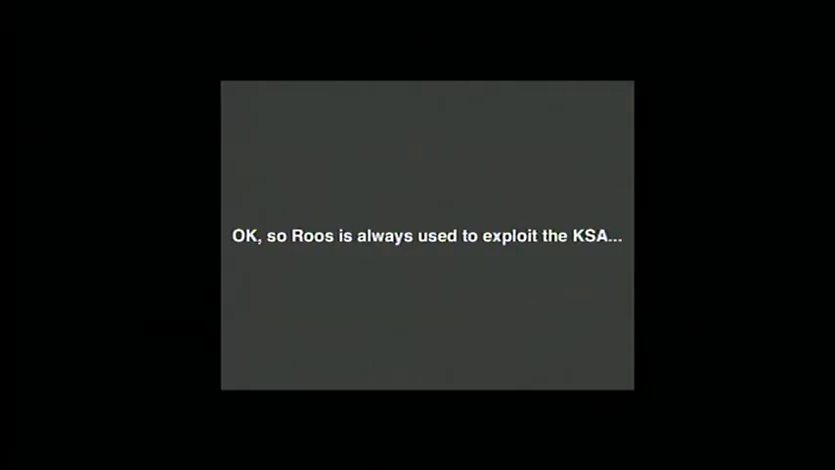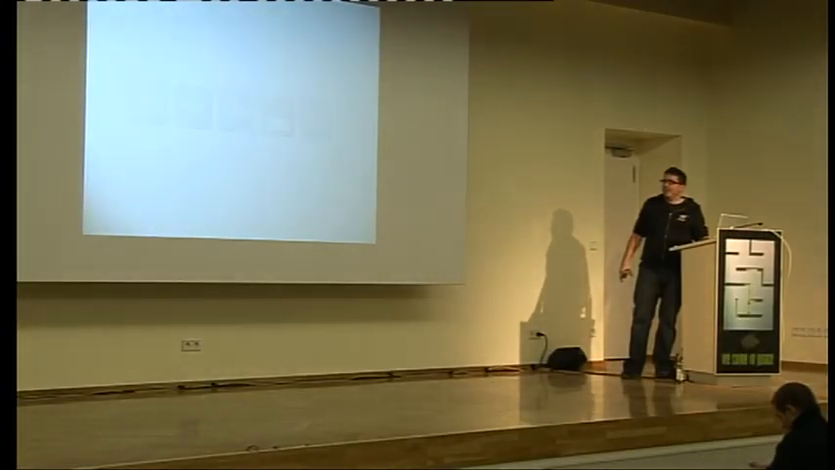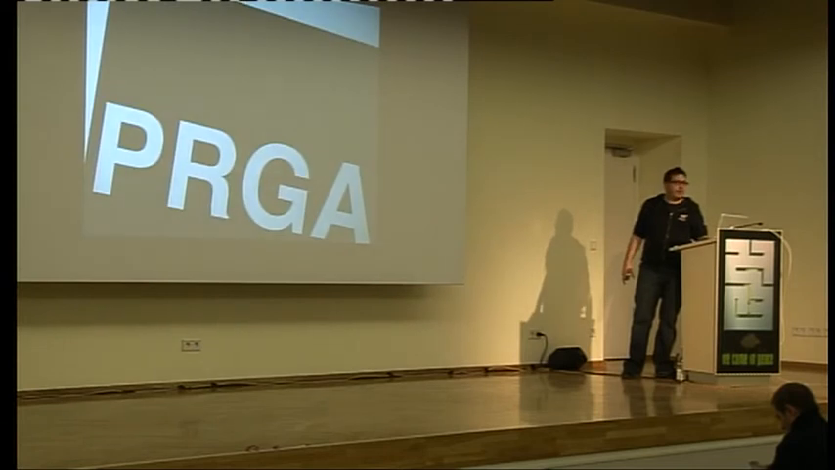So we can conclude that for the KSA, we have basically one attack, the Roos correlation. But for the PRGA, we have at least three attacks, so why not try to find new ones? That could be useful to break RC4 and WEP. So let's see now how to find weaknesses on the PRGA.